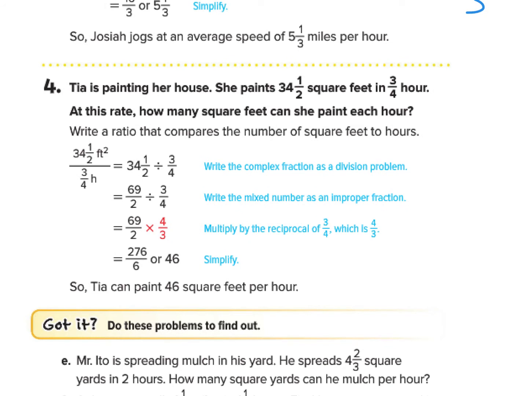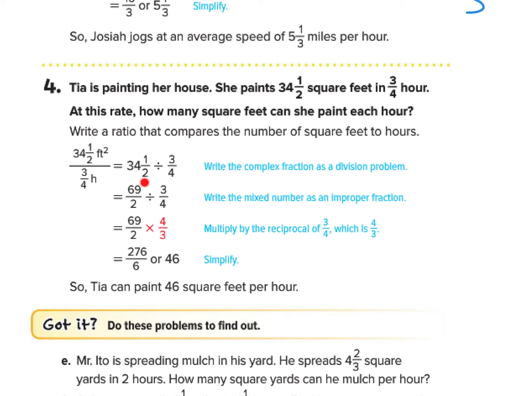Example 4. Tia is painting her house. She paints 34.5 square feet in 3/4 of an hour. At this rate, how many square feet can she paint each hour? Write a ratio that compares the number of square feet to hours. So we're going to write a ratio of 34.5 over 3/4. You can see it here, 34.5 over 3/4. And we write it as a division problem. Then we change the mixed number into an improper fraction. 34 times 2 plus 1.